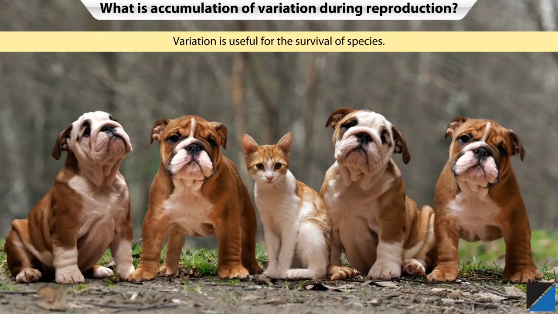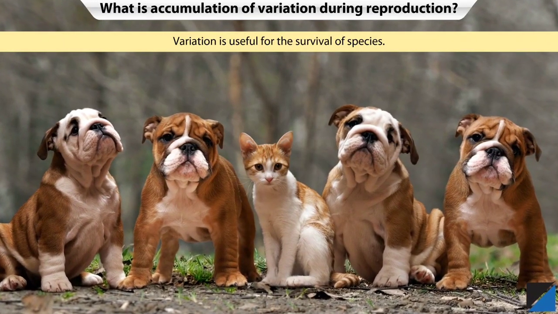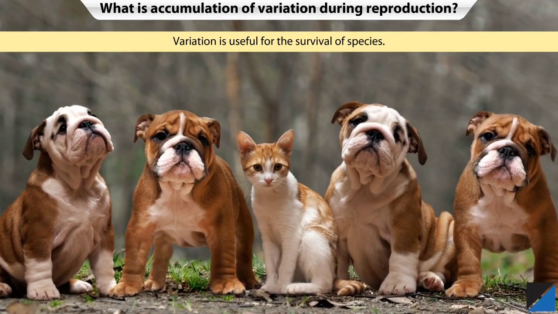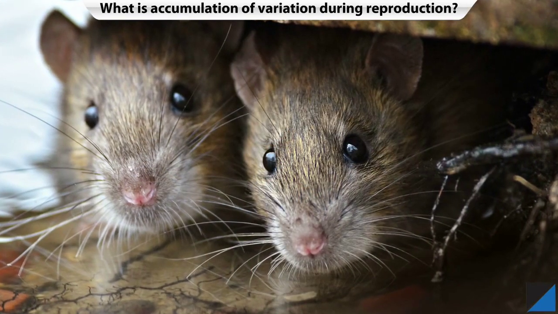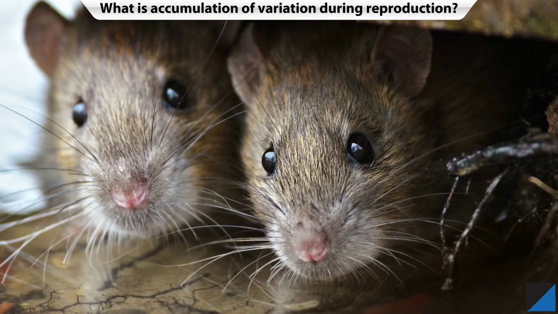Variation results in the formation of new species too. They adapt themselves to the particular environment, which increases chances of survival. For instance, some rats in a population have a natural resistance to rat poison.